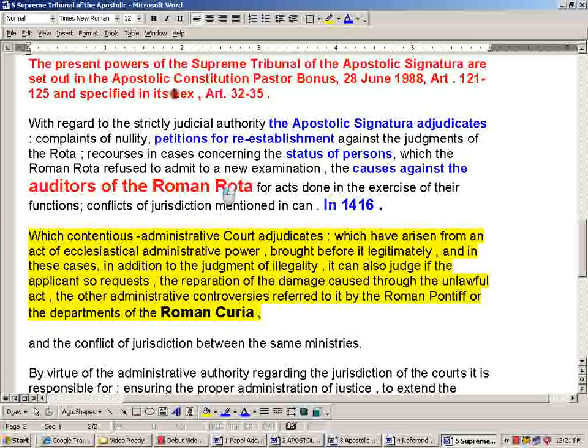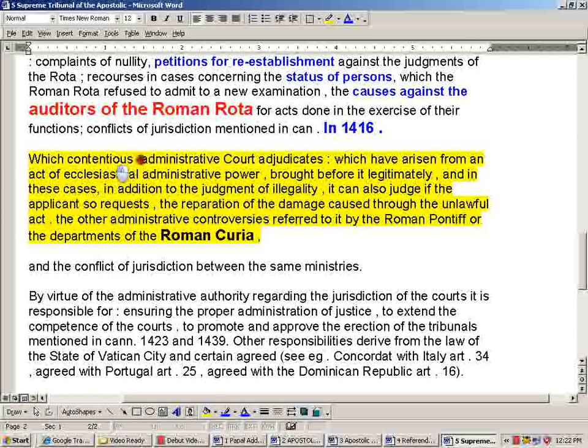With regard to strictly judicial authority, the Apostolic Signatura adjudicates complaints of nullity and petitions for reestablishment against judgments of the Rota. See, I think we need to be reestablished. Concerning the status of persons, we need to change our status. Also causes against the auditors, those judges we see sitting there now, of the Roman Rota. It also adjudicates contentious administrative cases which have arisen from an act of ecclesiastical administrative power. Right, so that's the problem. There was an ecclesiastical administrative act of power from a black robe priest that we don't agree with, brought before it legitimately, and in these cases, in addition to the judgment of legality, it can also judge, if the applicant so requests, the reparation of damages caused through the unlawful act. You can ask for damages.